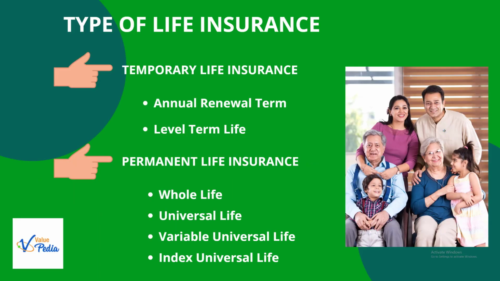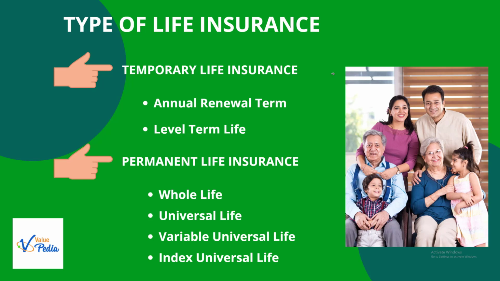Now, what type of life insurance is actually suitable for you, right? What types of insurance are out there? Life insurance is differentiated into two categories, which are temporary life insurance and also permanent life insurance. In temporary life insurance, you have two kinds, annual renewable term and level term life.